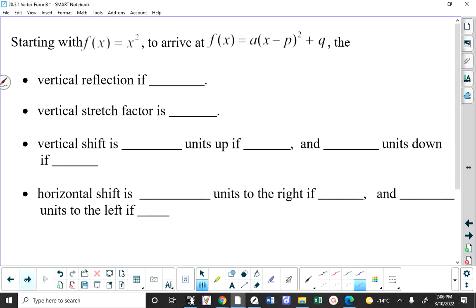What else have we got here? There's a vertical reflection, which simply means the parabola will go from opening up to opening down if a is negative. The vertical stretch factor is a phrase that I introduced this morning in our seminar. The vertical stretch factor is the number that tells you how many times taller it gets or how many times shorter it gets. So if the vertical stretch factor is 2, the parabola will become twice as tall. Well, that's the absolute value of a. Right, and I introduced that absolute value concept this morning as well.